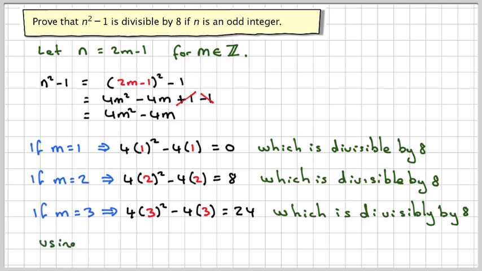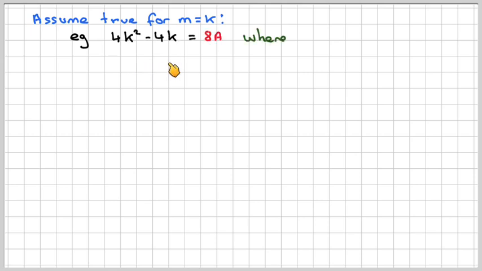So we'll have to do a proof by induction. The first part we've already done up here. It's true for a particular value, n is equal to 1, 2, or 3. So what we're going to do is assume it's true for m is equal to k, i.e. 4k squared minus 4k, which is our expression, will be equal to 8 times a, where a is an integer. That assumes that this is divisible by 8, so we assumed it's true. And therefore 4k squared will be 8a plus 4k, and we'll perhaps use this in the next part.